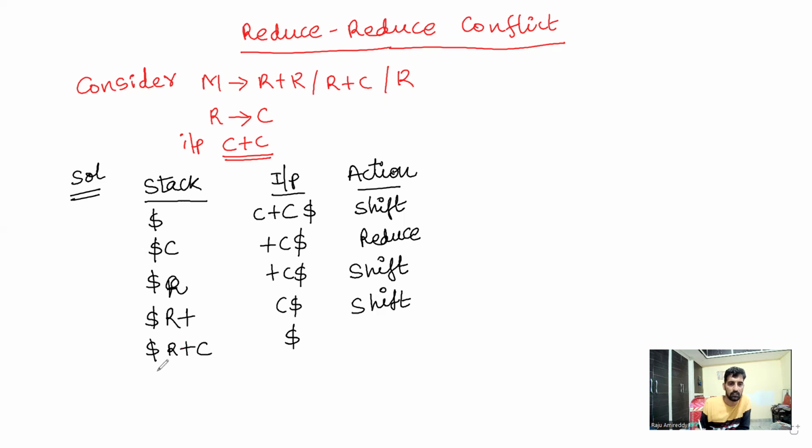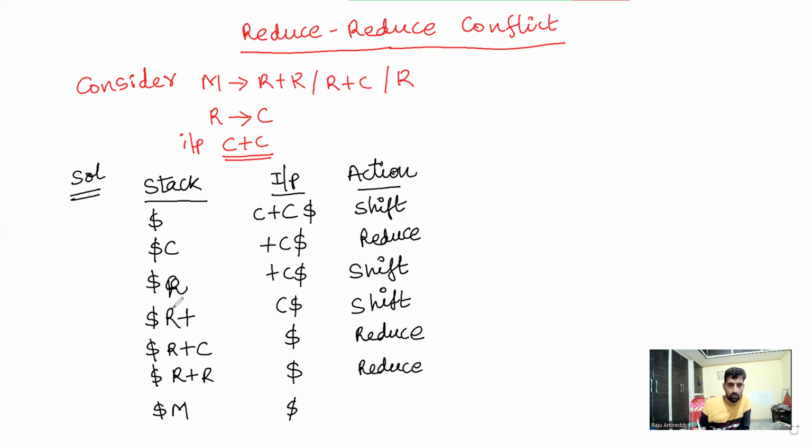Okay. Then dollar R plus R. So this R plus C will be converted to R plus R. Okay. So this C is nothing but R. Now dollar C is converted to R. Hence this is called a reduce move. Okay. So R plus R. R plus R is converted to dollar M. So it is called reduce.